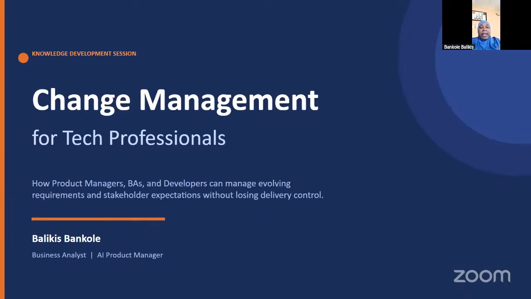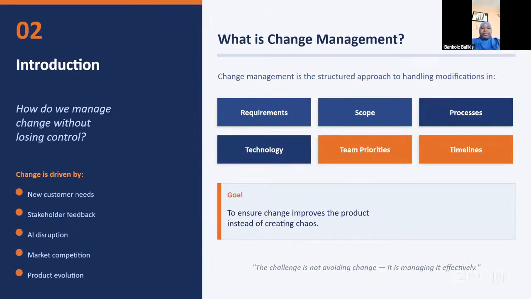Next slide, please. Okay. So, as I've said, how do we manage change and what is change itself? Change is the structured approach that we use in managing projects. What are we managing in a project? It could be the requirements, scope, process, and the technology so that we can all be in alignment when we are adding various features to the projects we are working on.